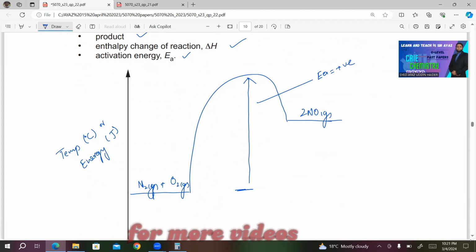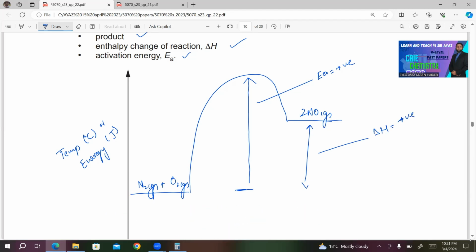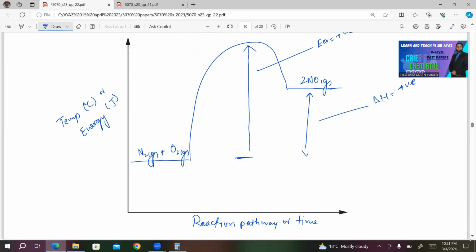What about the enthalpy change of reaction, that is delta H? It must be between reactants and product. It must be there between these two, and label it delta H, and it must be positive for this reaction.